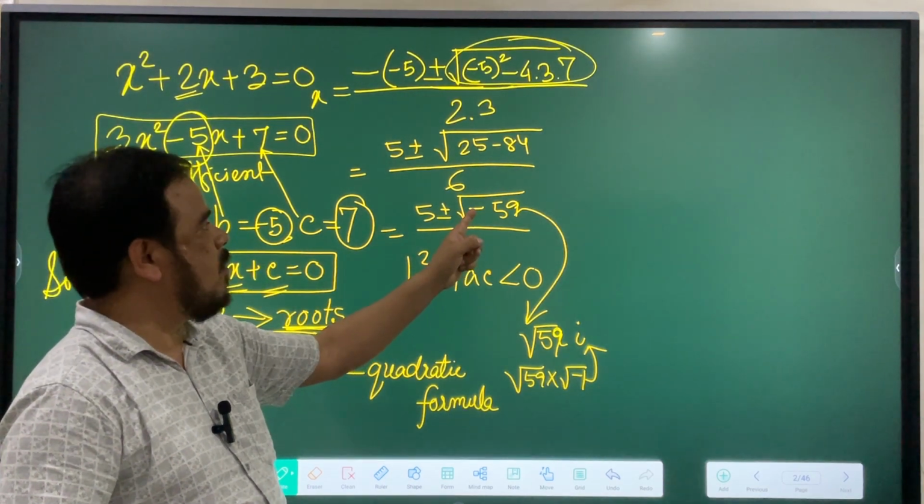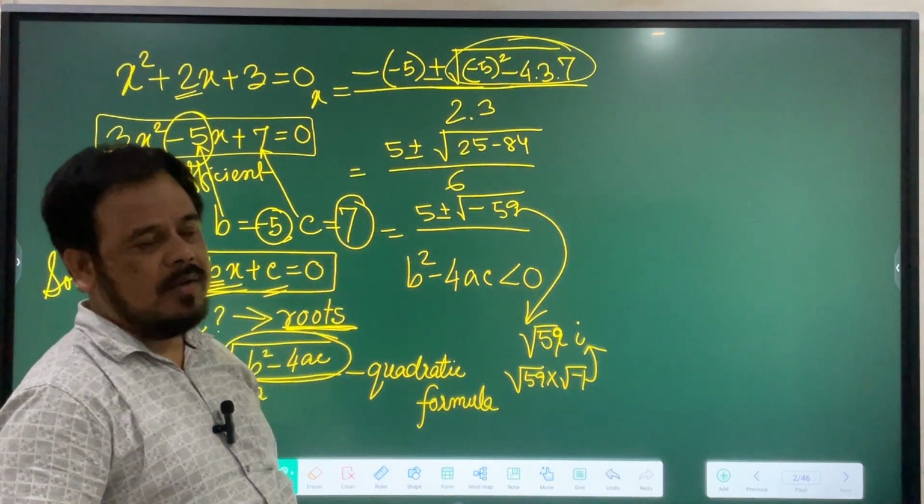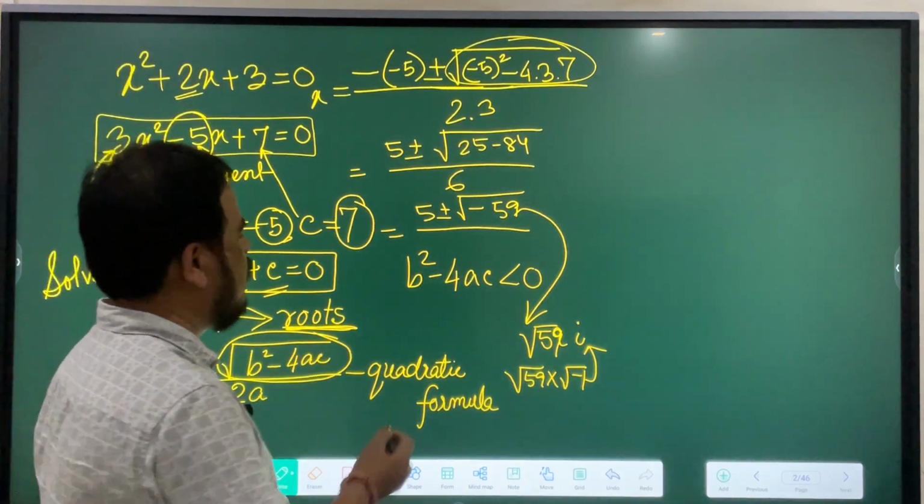We will never get a negative number here. This calculation, if it is greater than 0, why would you get a negative number? You will not get a negative number. So this is the condition you have to remember.